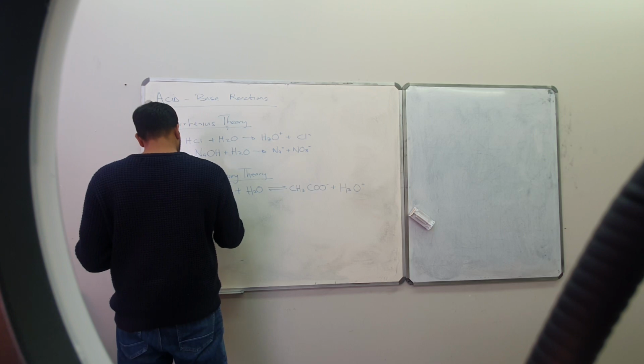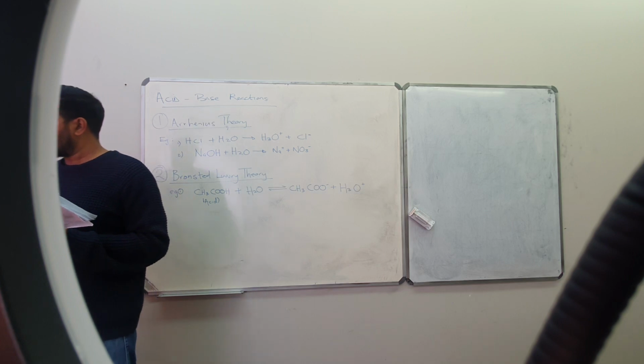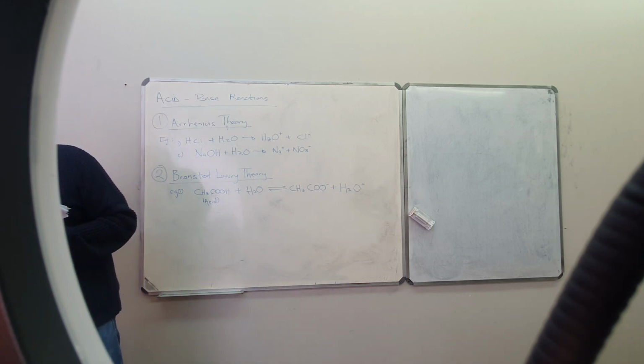Now, for the sake of practice, try this one too. Let's say we have H2PO4 minus. Write the conjugate acid and the conjugate base. Try that.